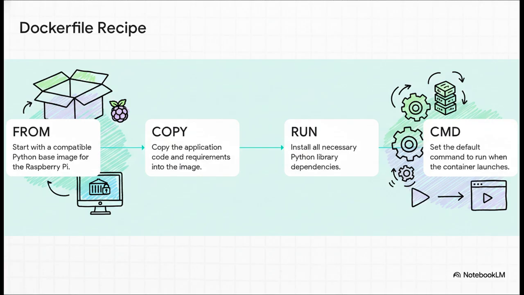First, we start from a base image, in our case, a lightweight version of Python that runs great on the Pi. Then we copy our code into it. We run a command to install its specific dependencies. And finally, we give it the CMD or command to execute the moment it starts up.